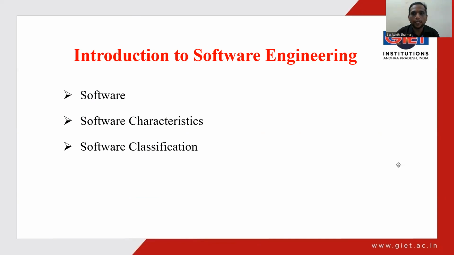Today we are going to discuss the topics mentioned here. First of all, we are going to learn what is software. The second topic is what are the various characteristics of software, and what is software classification. Classification in the sense of what types of software we have. So these are the three topics we are going to discuss today: the definition of software, the various characteristics of software, and the various types of software. We will see these topics in detail in the coming slides.